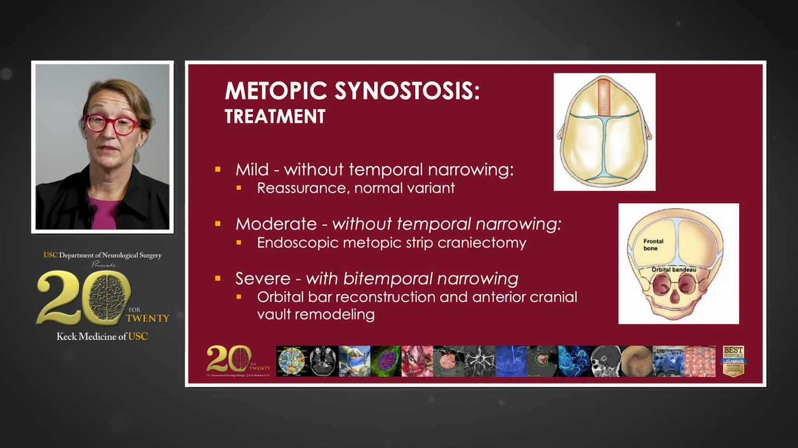In children that have severe bitemporal narrowing and cranial deformities, these children typically undergo a frontal orbital reconstruction as well as an anterior cranial vault remodeling, where again the frontal bone is removed as well as the orbital bandeau or frontal orbital bar, and both of these are reshaped to reduce the triangular shape of the forehead.